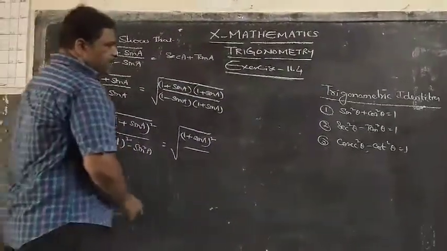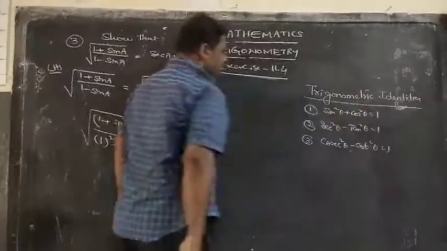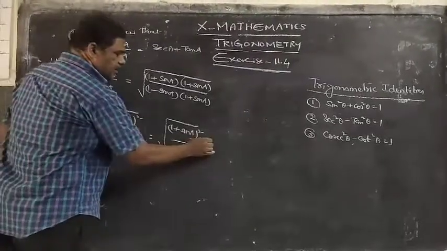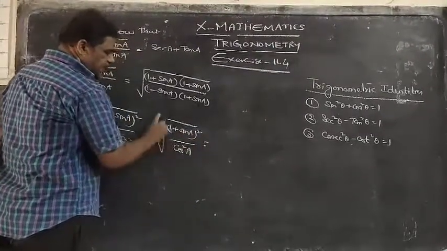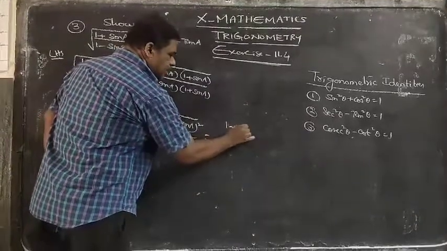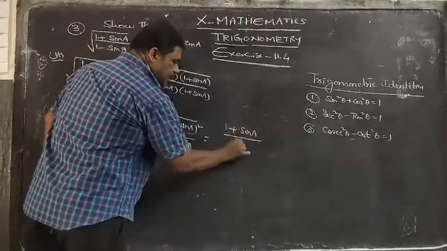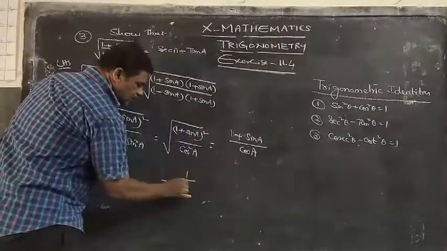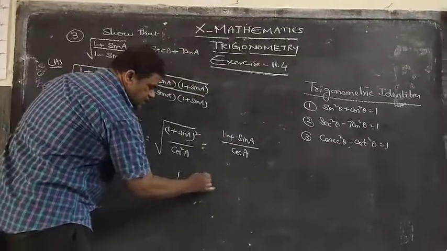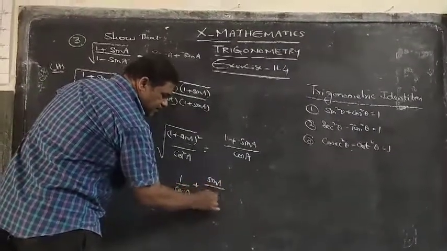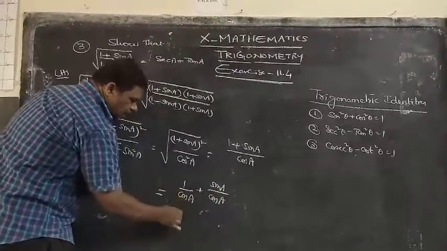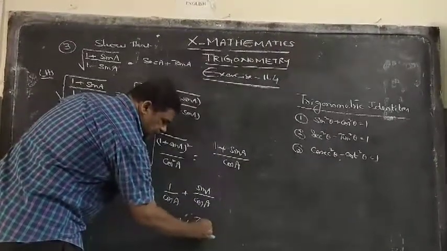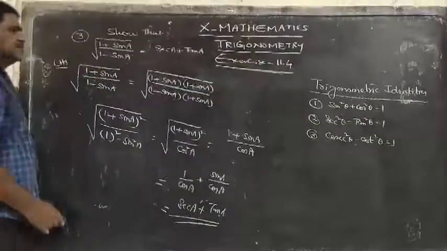One minus sin square A, from this identity, 1 minus sin square theta is equal to cos square theta, so we can take cos square A. Now both are having square and they are under square root, you can cancel them. Now you will get 1 plus sin A by cos A. Now write this separately: 1 by cos A plus sin A by cos A. Reciprocal of cos A is secant A. Sin A by cos A is called tan A. So secant A plus tan A is the answer.